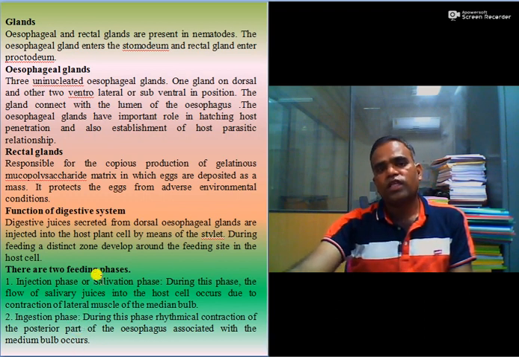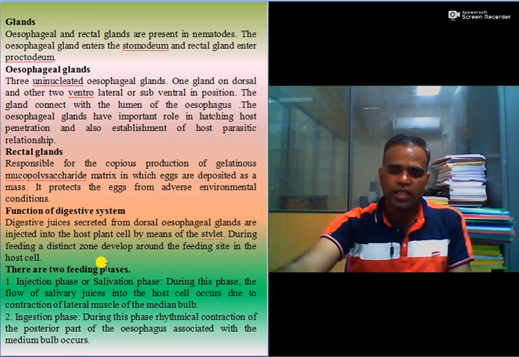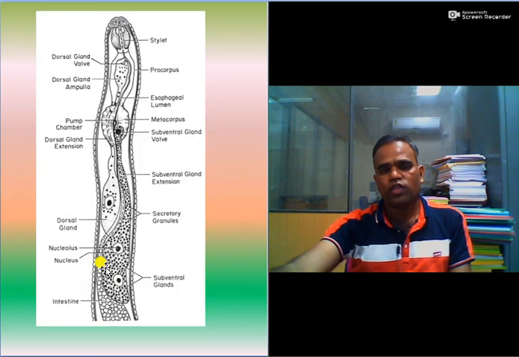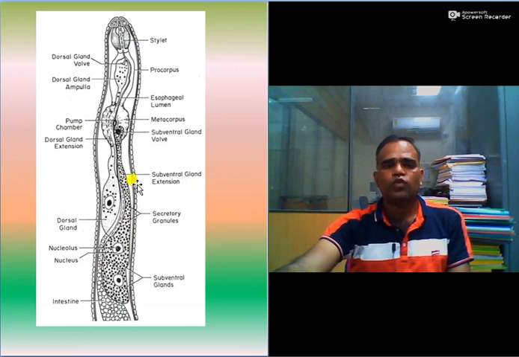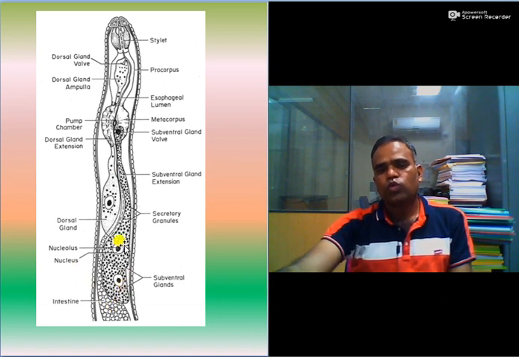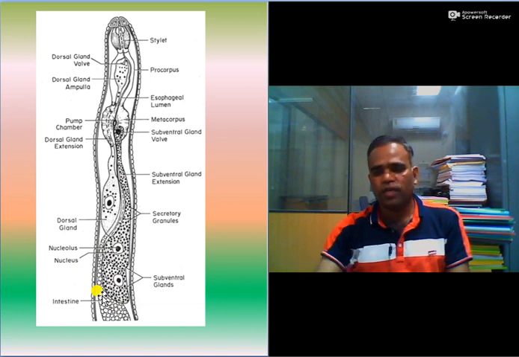So now we will see some of the glands which are present in the nematode. First, we can see some esophageal glands. There are two subventral esophageal glands present. It means if there is an esophagus, then two subventral glands.